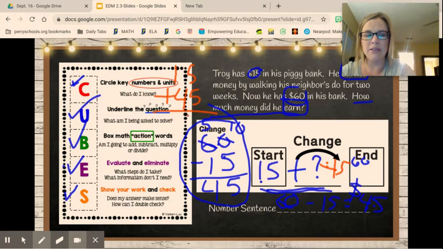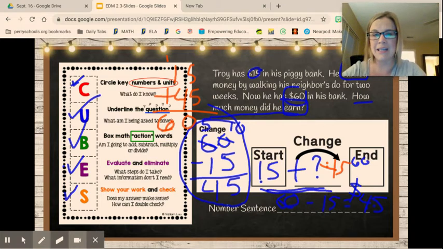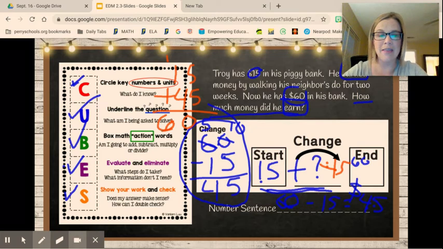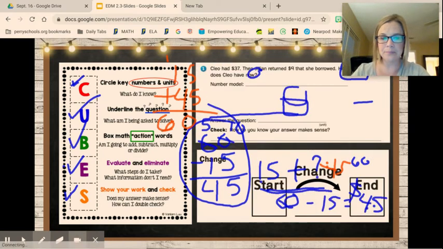5 plus 5 is 10. I'm going to take my 10 to the tens column, and then I have 1 plus 1 plus 4, and that is 6. I checked to make sure that it made sense, and I did find for sure that if he started with $15, he earned $45. So when he walked his neighbor's dogs, they gave him $45, and now he has 60. That's how I checked my work.